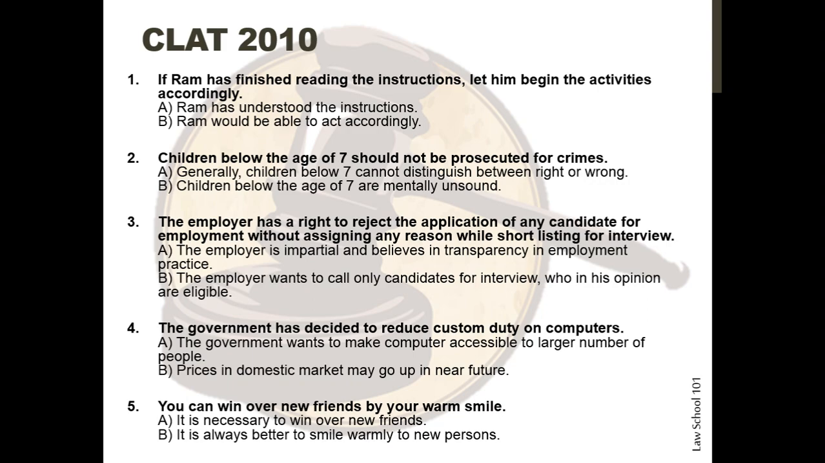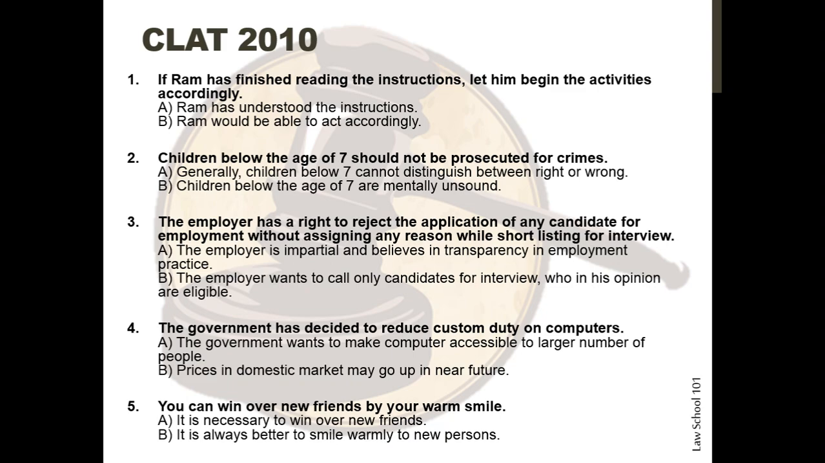So if we use the falsification test, we can see that falsifying the given option proves to be contrary to the statement and threatens its credibility. Hence, the option given supports the premise of the statement, and thus it is a valid assumption. Option B says that prices in the domestic market may go up in the near future. This is totally irrelevant, because here we're talking about the custom duty on computers that the government is deciding, and if the price in the domestic market were to go up in the near future, why would they reduce the custom duty? There is no link between the two. So B is not a valid assumption.